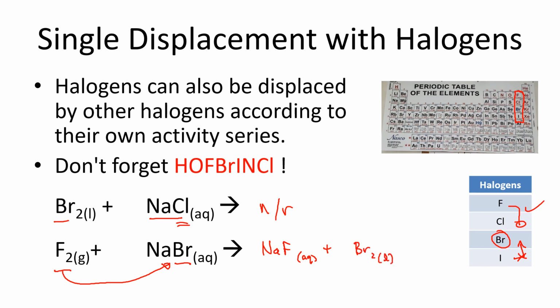When you are writing out your new elements, of course, don't forget Hofbrinkel: bromine and all your other halogens are all part of the Hofbrinkel group, which always come in pairs. And so that's important for balancing things out. So we'll need 2 here and 2 here to balance that.